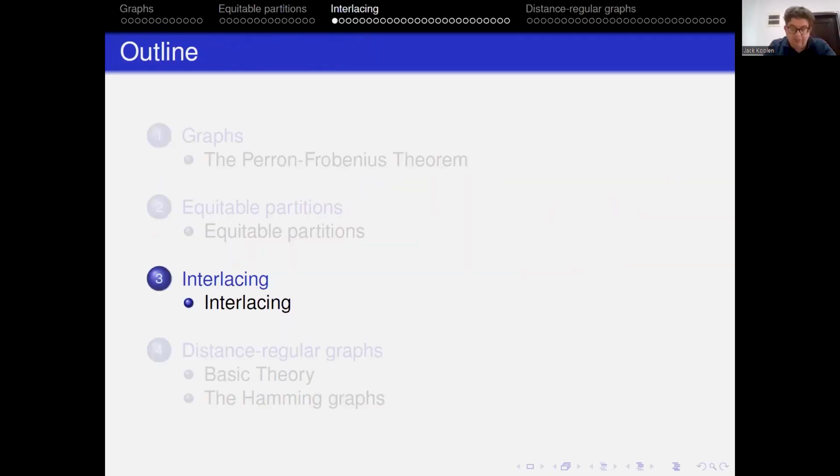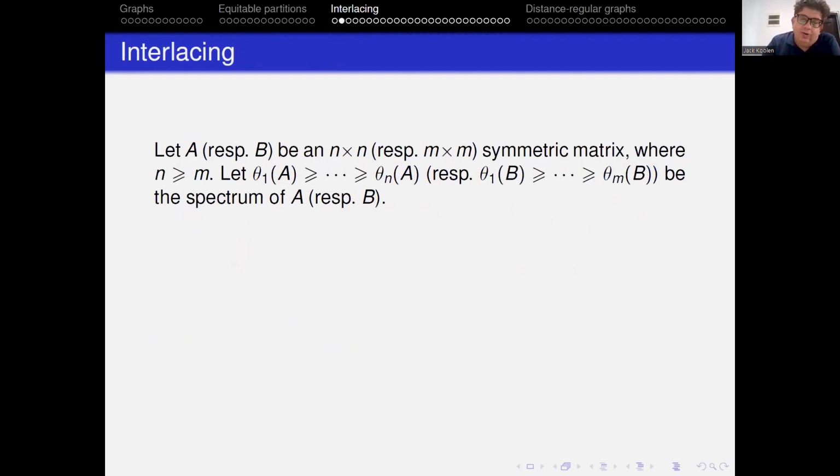Okay, I think I have 10 to 15 minutes. So I will start with interlacing. I will not be able to finish interlacing, but I will start. So let's do interlacing. Let's see how far we come.